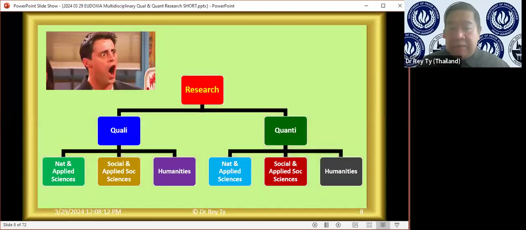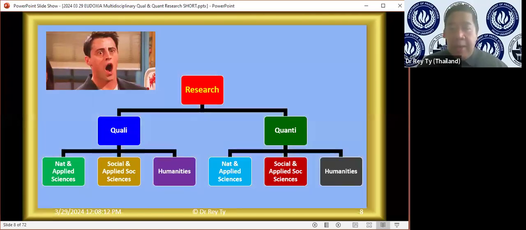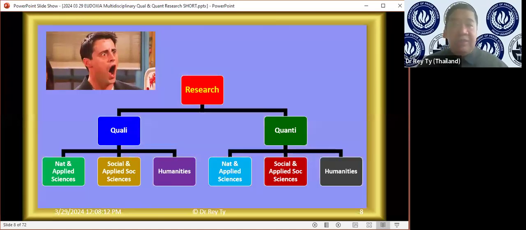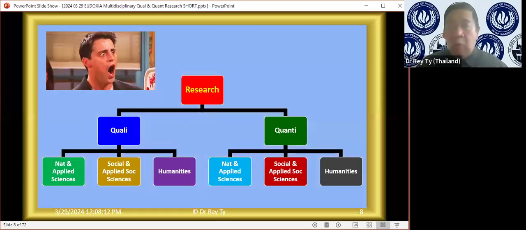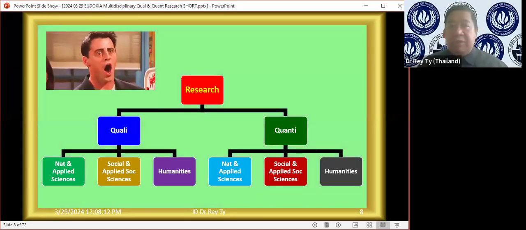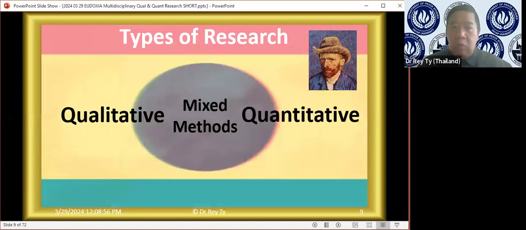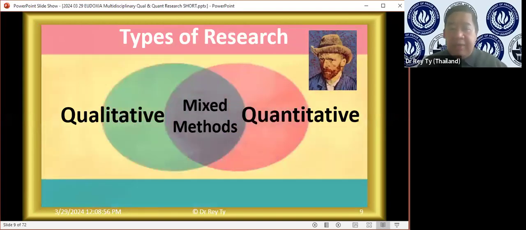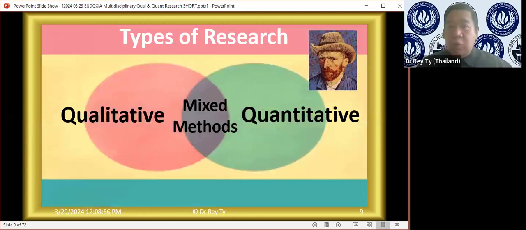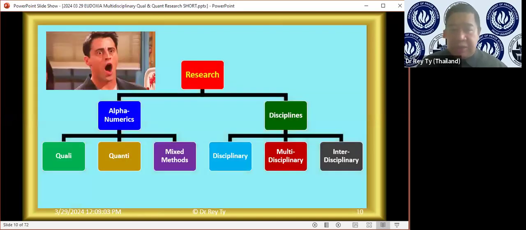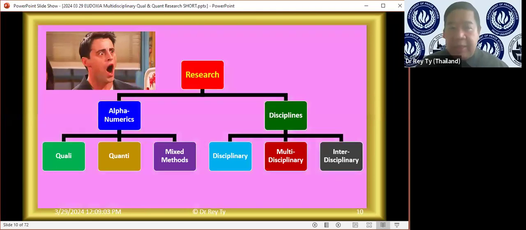Applied natural sciences will be like medicine and nursing and engineering. And we have, for the applied social sciences, like social work, criminology. And for humanities, we have everything from English literature to art history to performing arts. So between qualitative and quantitative, sometimes people mix the two, following different traditions and requirements when conducting research.